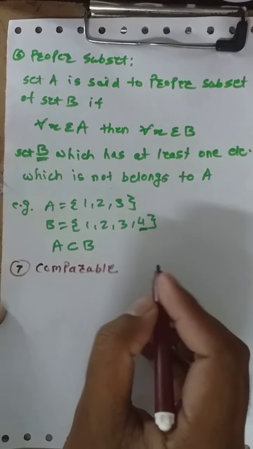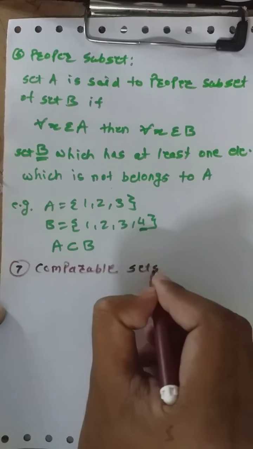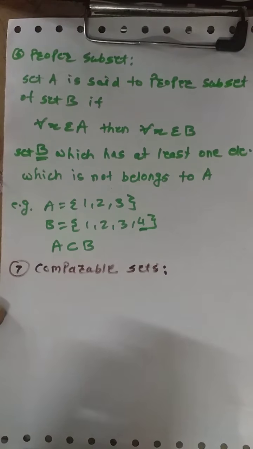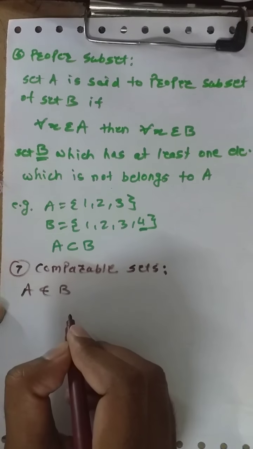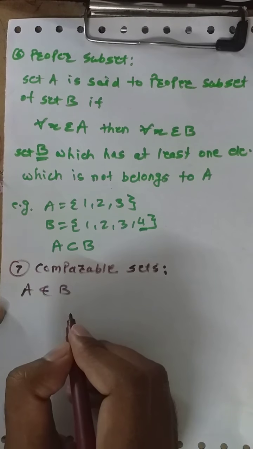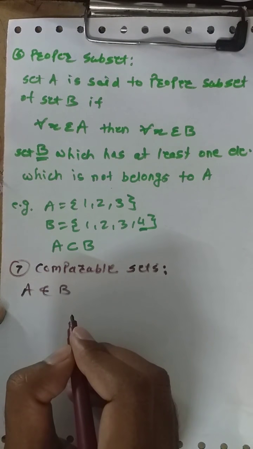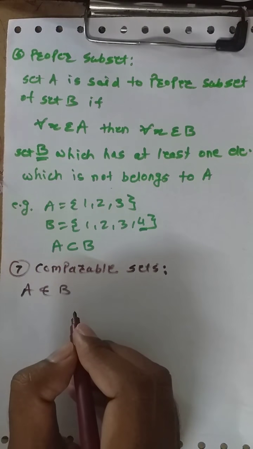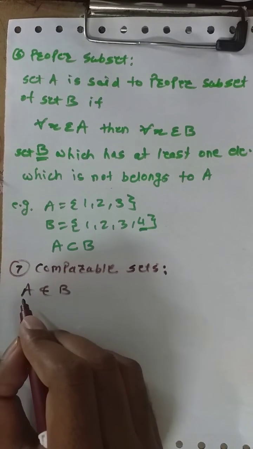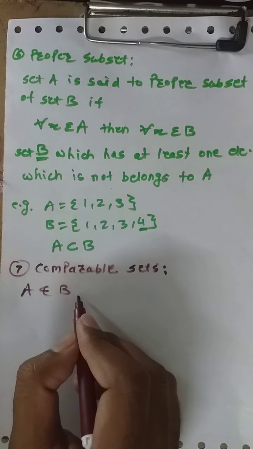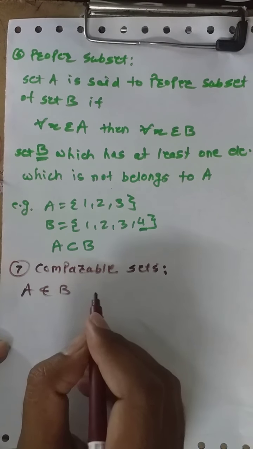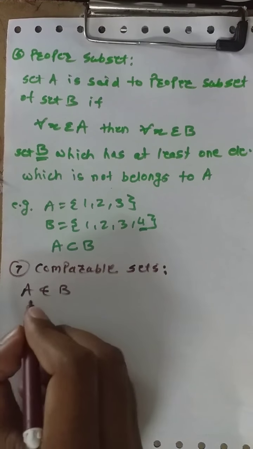Next one is comparable sets. How can we define this? Two sets A and B are said to be comparable if either of these happens.